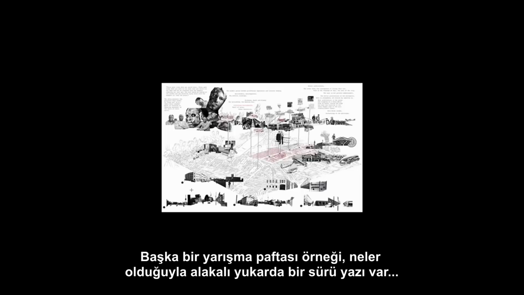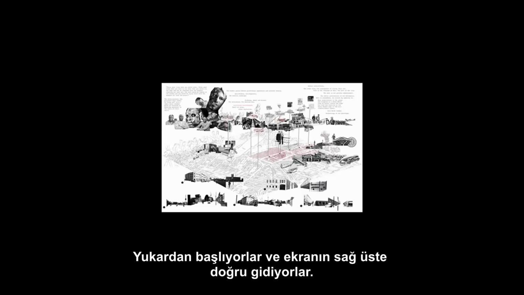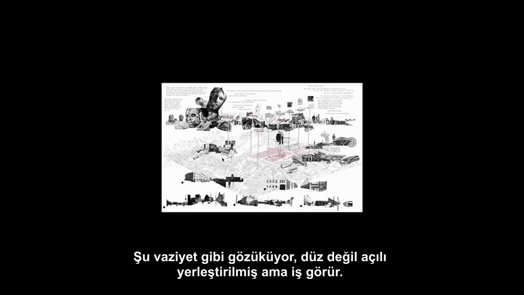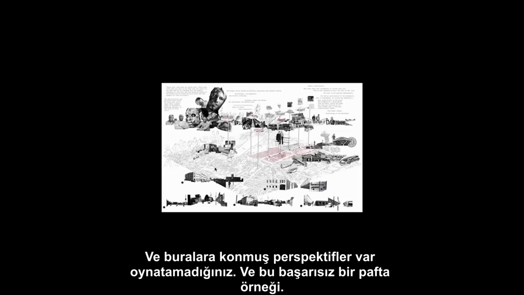Here's an example of another competition panel. What's happened here, there's a lot of text at the top. The text is not orientated, so it throws the viewer off as to how they read it. It's all disjointed. It starts from the top and it moves to the top right of the screen. There seems to be a site plan which is not flat on, it's on an angle, but it's okay. There's images that come off there that connect certain things. However, what's happening is it's becoming too busy. The images are going into the text. As a result, the text has to be reformatted, and you have these perspectives that have been put in, but you cannot orientate yourself as to where this is. So this is an example of an unsuccessful panel.